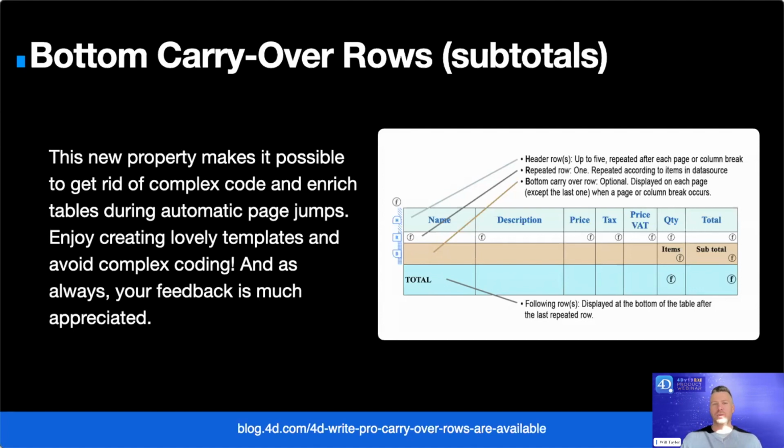thanks to the new attribute WK bottom carryover row. And to define the content of the cells for the carryover row, a new attribute, previous items, can be used with all the available minimum, maximum, summation, etc. for collections or entity selections. So really powerful and hopefully simple way to add complex subtotals into your document.